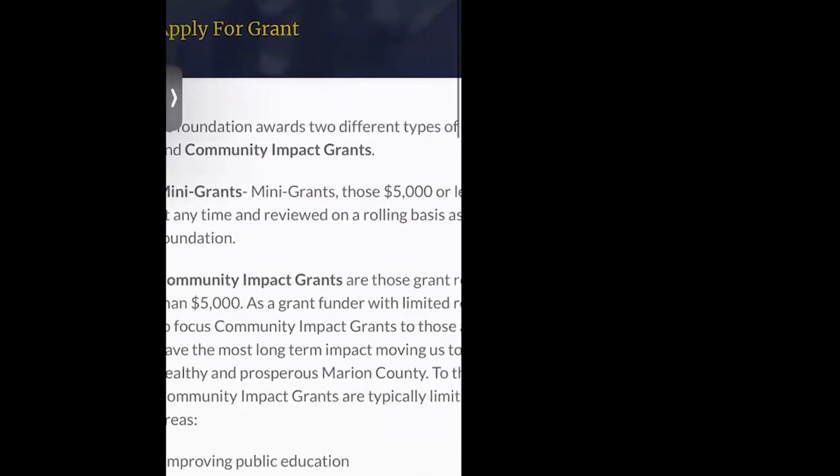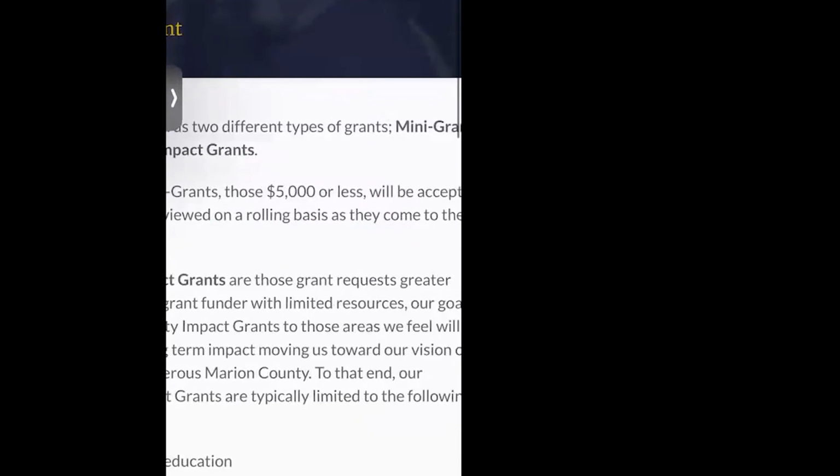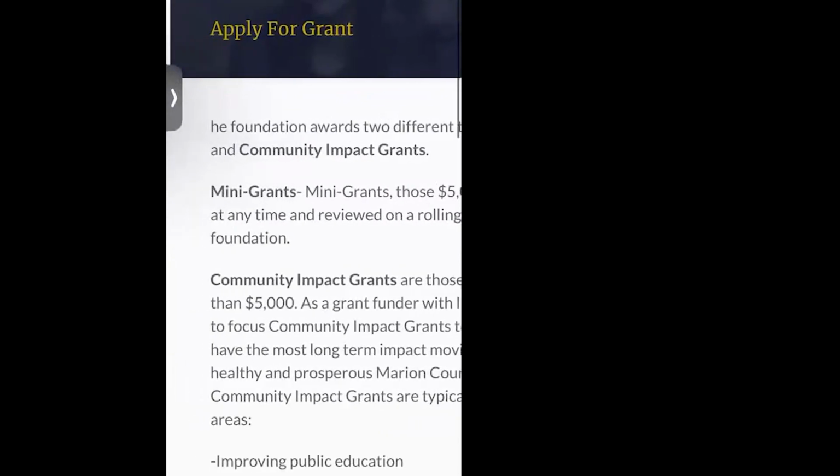All right. But 5,000 or less is a mini grant. And they do that on a rolling basis as they come in.